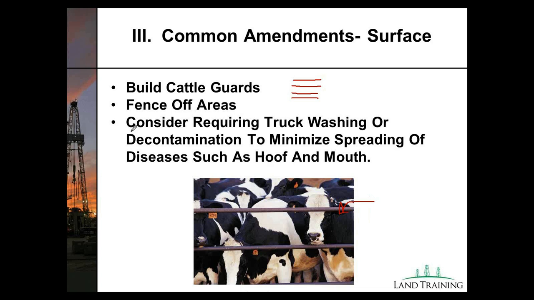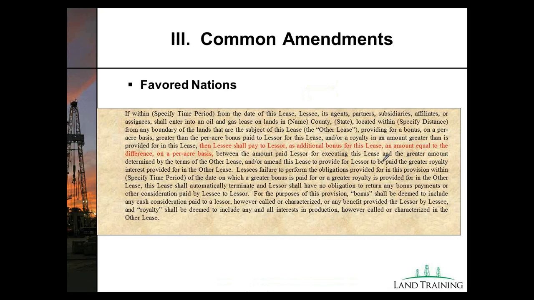Sometimes they may require you to have truck washing or decontamination to minimize the spread of diseases such as hoof and mouth disease, which are also contagious to humans. So, that might be they don't want you bringing in your truck with all the dirt on it onto their property and risking that their livestock may get sick. So those are some common amendments. And again, usually, they might be a pain while we're drilling, but they really don't cost us that much money. So in general, we're pretty okay with it.